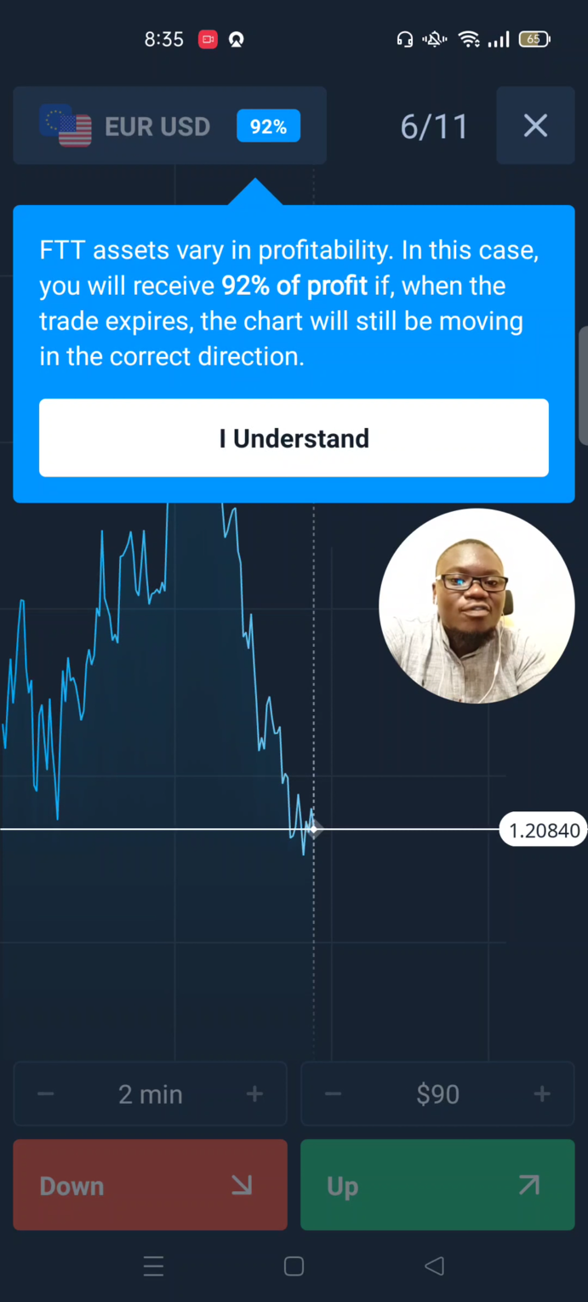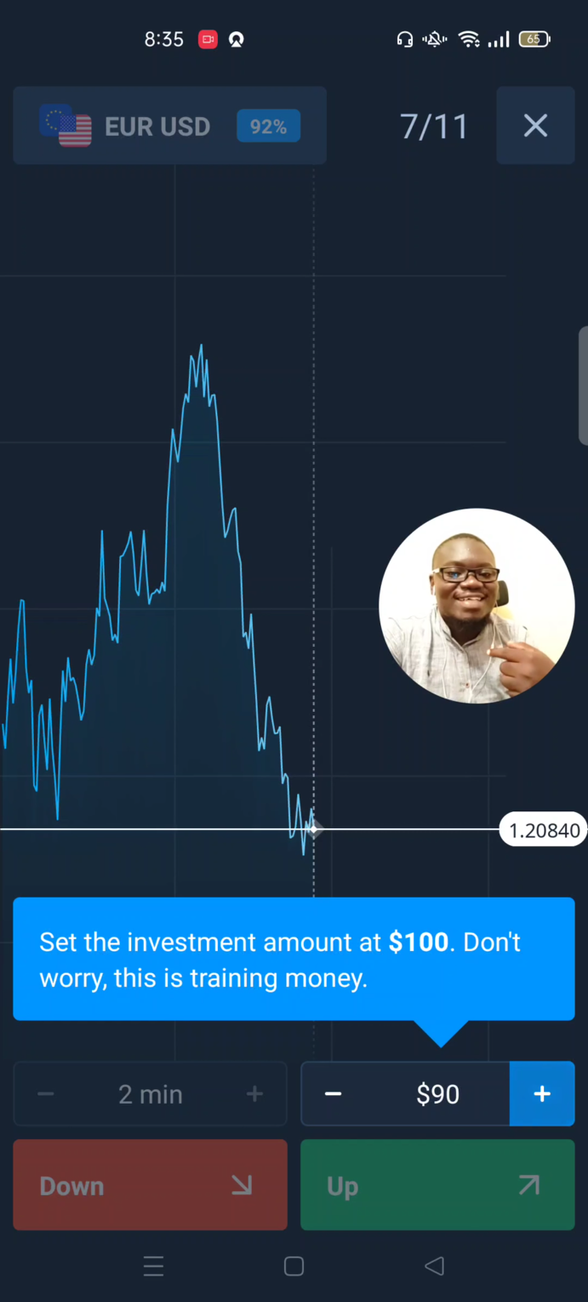So we click on I understand. Personally, I understand. So I'm hoping that you guys are also at par with me. Okay. So the next thing that you need to learn on this platform again is how to set the trade amount. So the minimum trade amount in Olymp Trade is only $1.